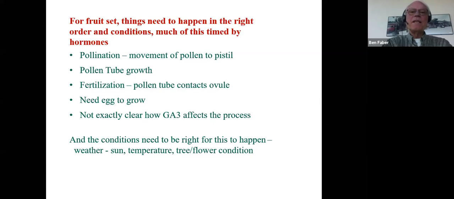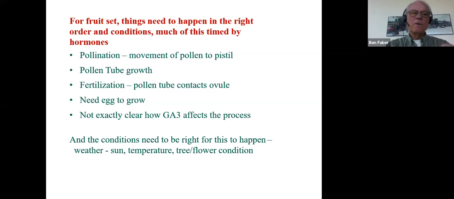So for fruit set, things need to happen in the right order and in the right conditions. And much of this order is timed by hormones. So there's several things that have to go on before fruit set occurs. You have to have pollination, and pollination is movement of pollen from the male flower to the female flower, from the stamen to the pistil. And then you have what is called pollen tube growth. The pollen will grow down through the pistil to arrive at the ovule to fertilize and create an egg. And that is called fertilization.